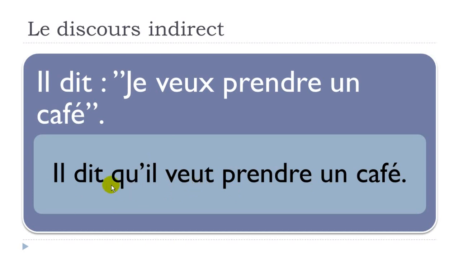So in that case, il dit qu'il veut prendre un café. And of course, as usual in French, this que, if there is a vowel after, will have to go away. So you will get this qu'il. Il dit qu'il veut prendre un café. Okay, so this is this discours indirect, the indirect form of il dit je veux prendre un café. It will be transformed like il dit qu'il veut prendre un café.